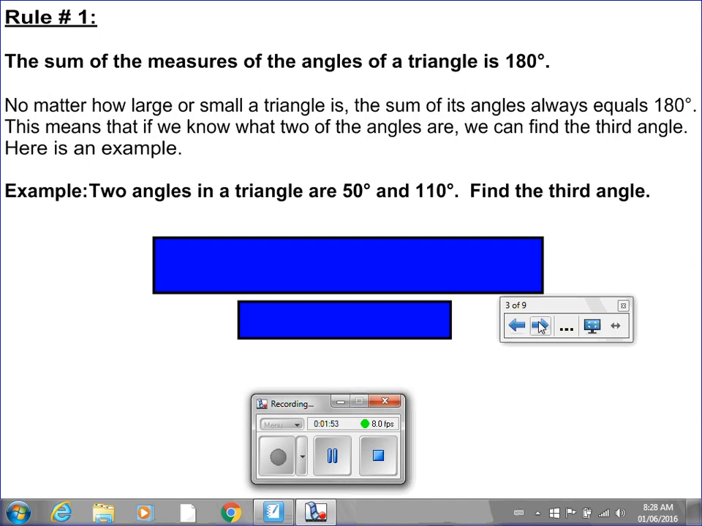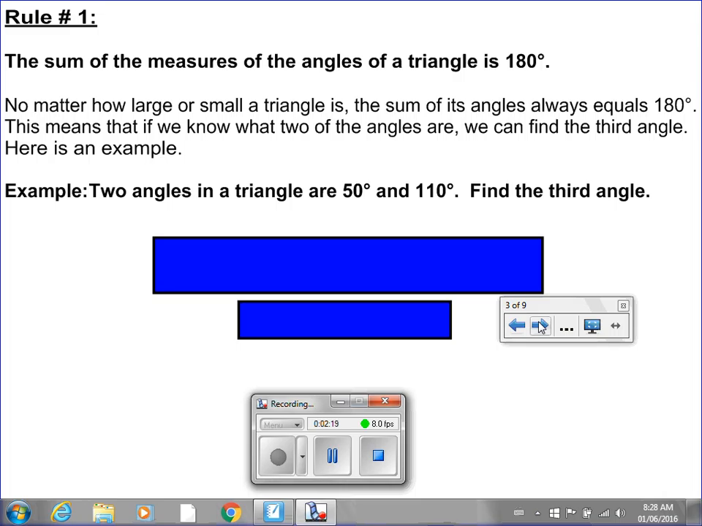Rule number 1. The sum of the measures of the angles of a triangle is 180 degrees. That's a mouthful. In other words, no matter how large or small a triangle is, the sum of its angles always equals 180 degrees. This means that if we know what 2 of the angles are, we can find the third angle. Here's an example.